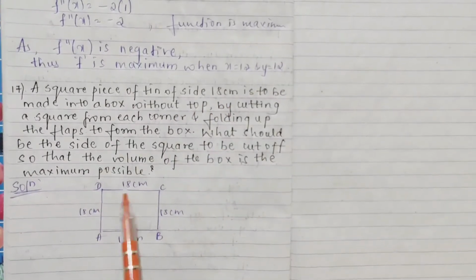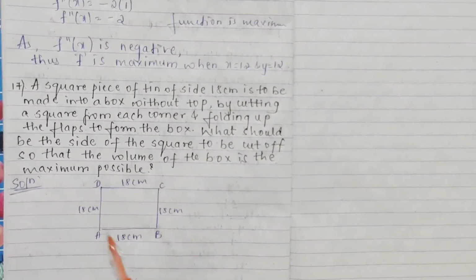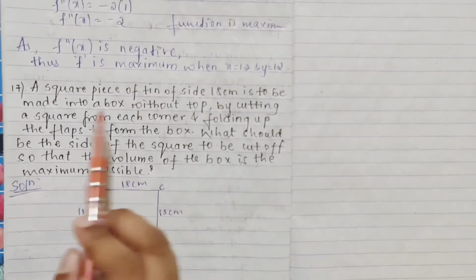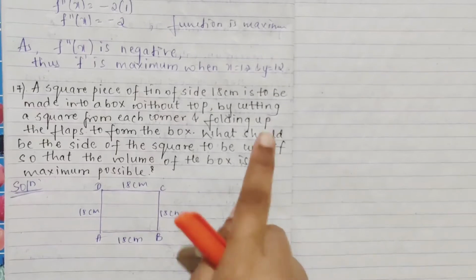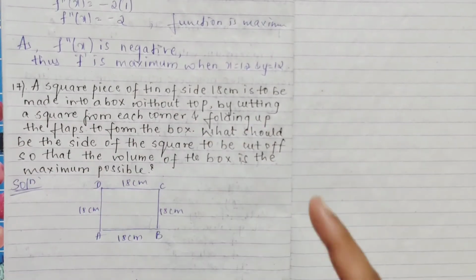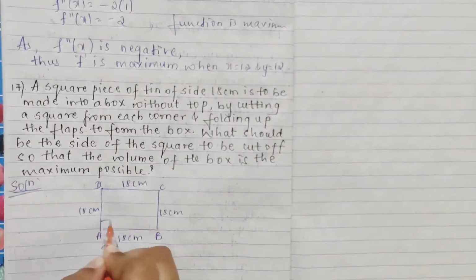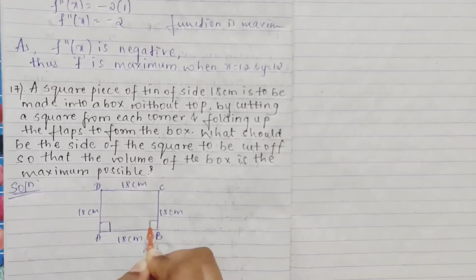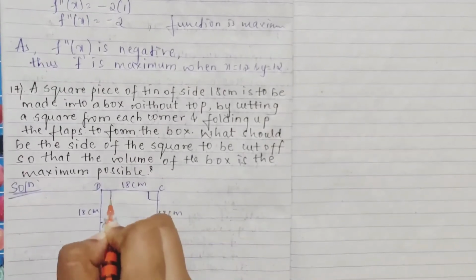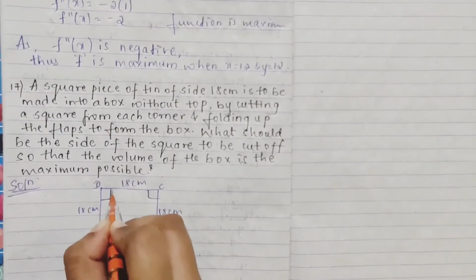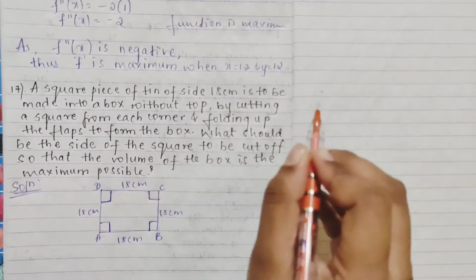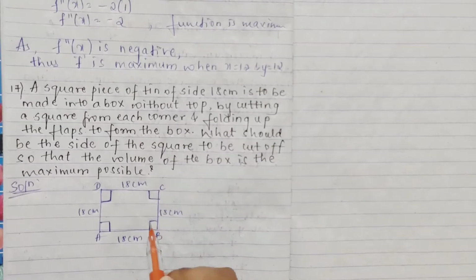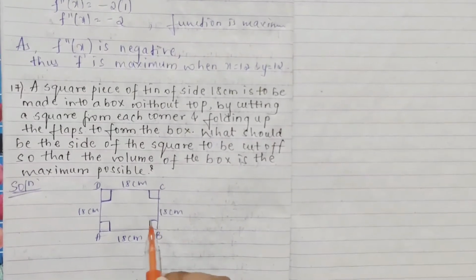Now, in a square all sides will be equal, right? It is to be made into a box without top. How should it be made? By cutting a square from each corner. See, from each corner you have to cut a square, just the corner part of the square.